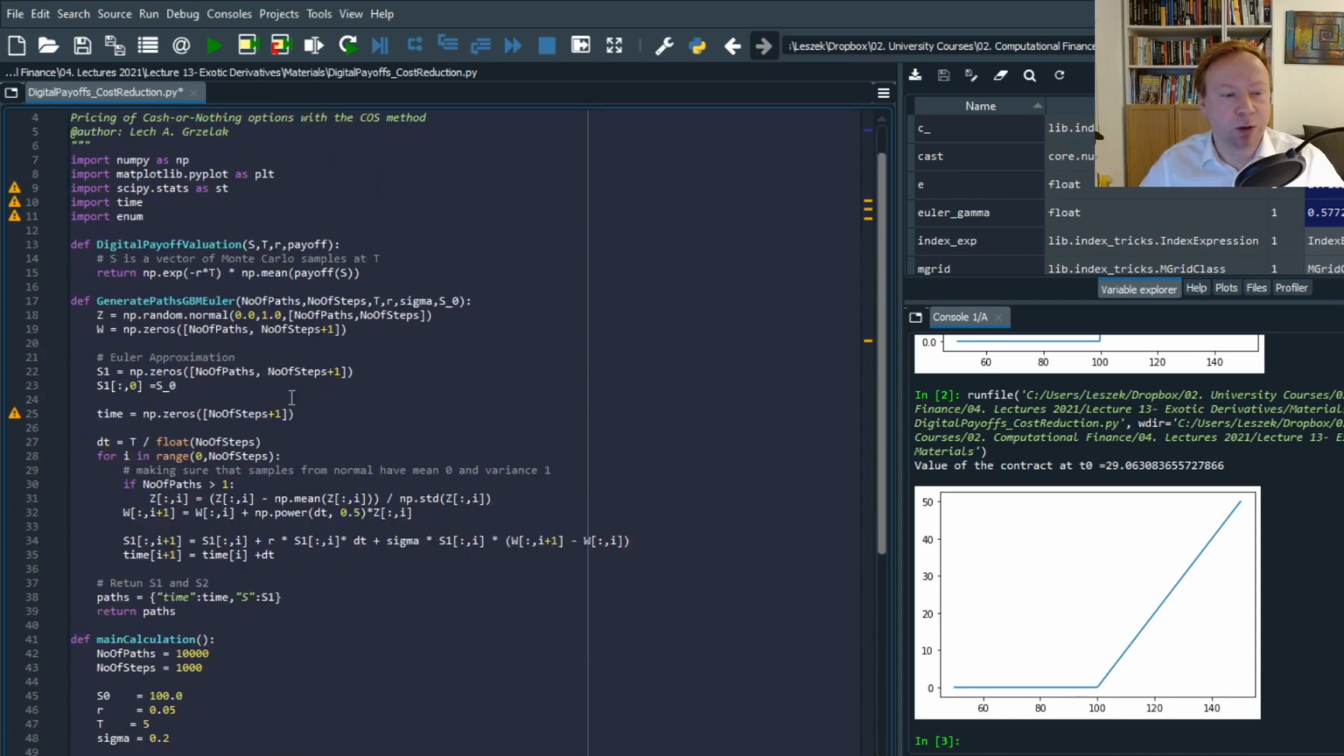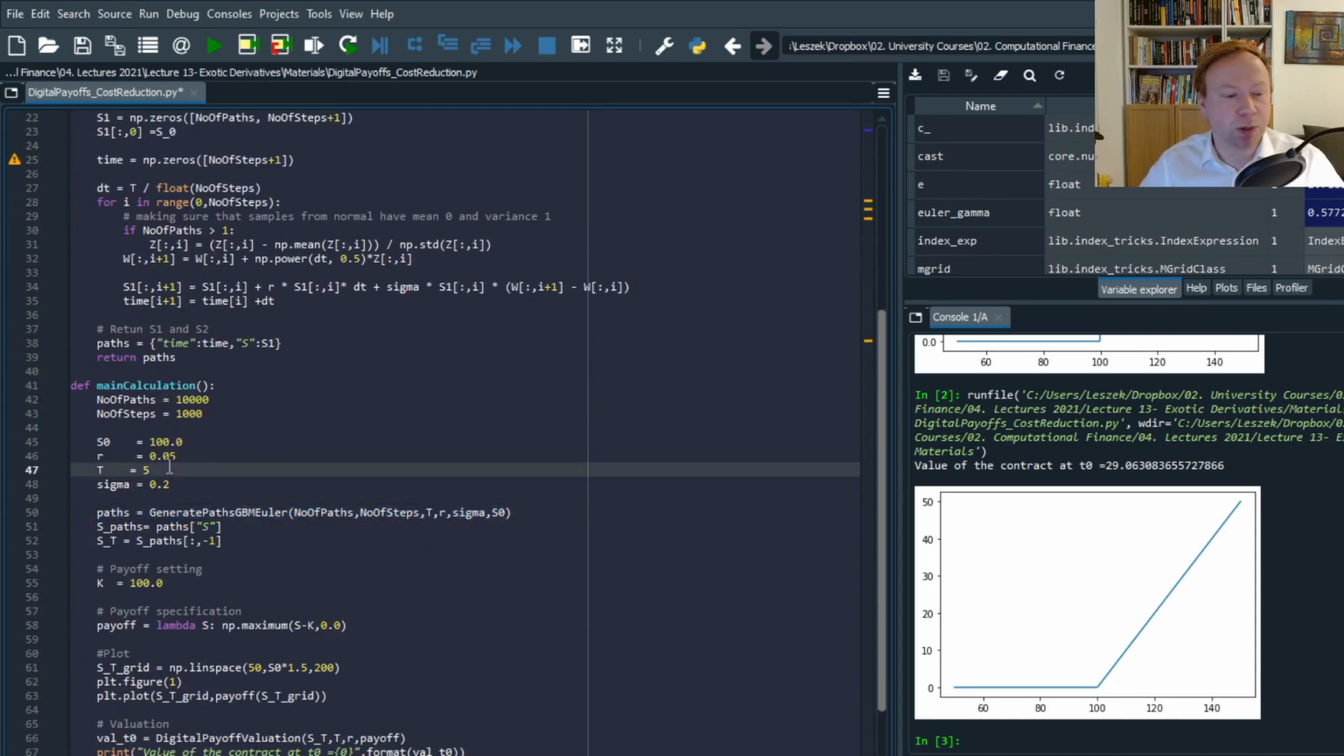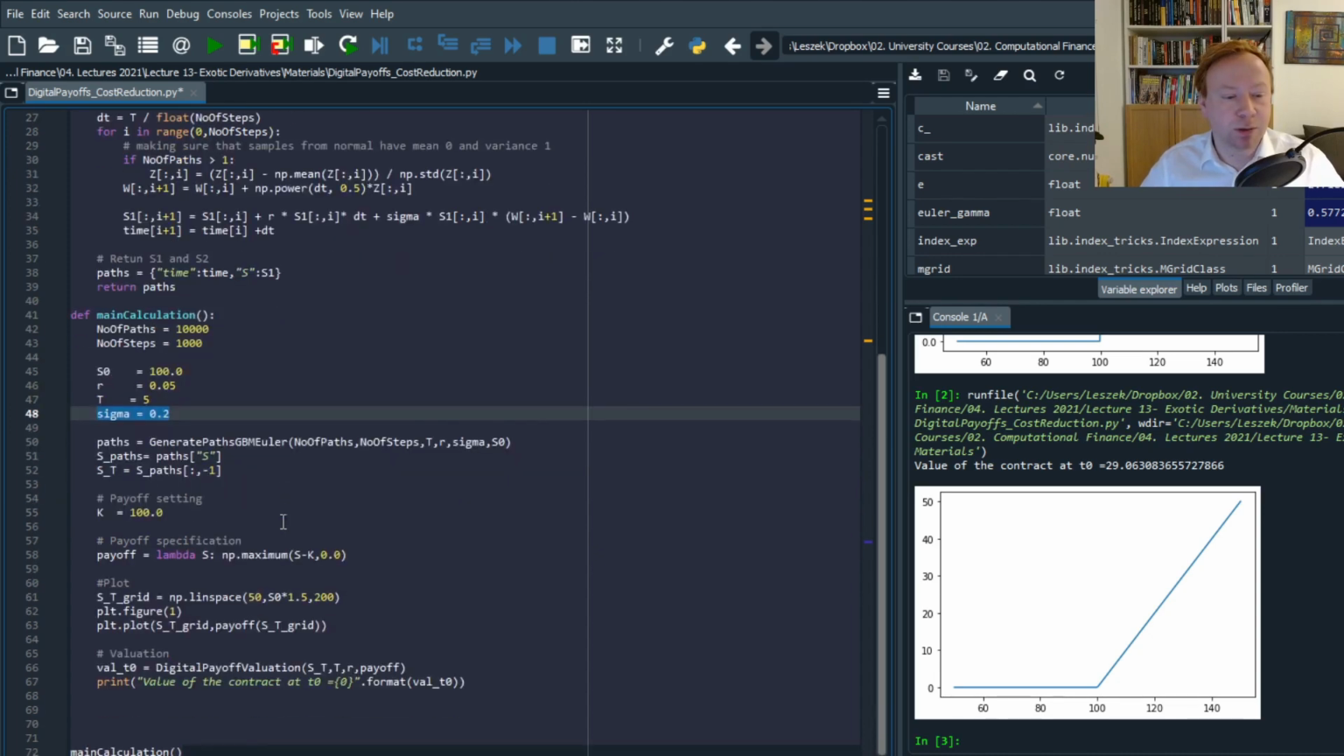This is just a standard Euler discretization of geometric Brownian motion, where we have initial stock at 100, interest rate 5%, maturity 5 years, and volatility 20%. So we generate those paths. We considered only the European type of payoff. And here I define a payoff to be a little bit more generic. This is because I would like to change this payoff on the fly, and then explain what we see on the graphs and what the impact on the pricing is.